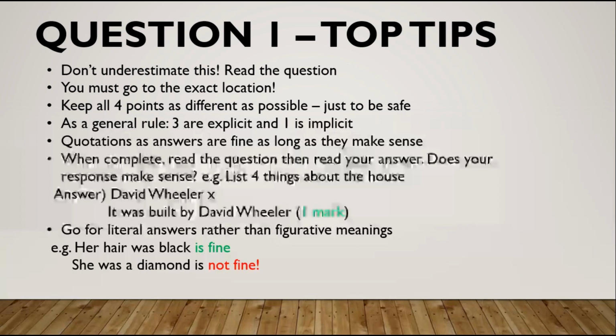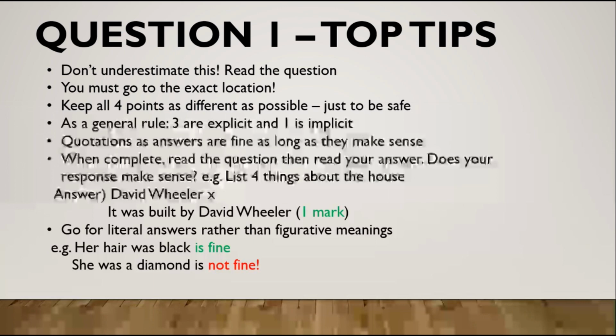Obviously, just keep checking. A lot of my top set students are so used to looking at really detailed answers for everything, and they overcomplicate this. Go for literal answers, not figurative meanings. For example, her hair was black. Yep. Not she was a diamond. She was a diamond is a metaphor. If this was a question 2, you could go into what that means: she's shiny, precious, tough, all that type of stuff. You aren't going to get the mark there. Just be really, really clear.